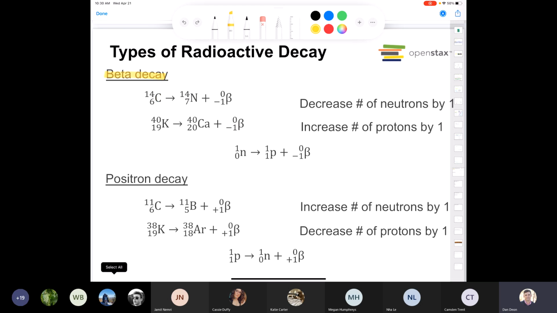So what's happening here is that we're decreasing the number of neutrons by 1, right? Because the beta particle has an atomic number of -1. So in order to balance that, our daughter has to have an increase in the number of protons by 1, a decrease in the number of neutrons by 1. And so essentially what's happening here is that a neutron is converted to a proton. That occurs in beta decay.